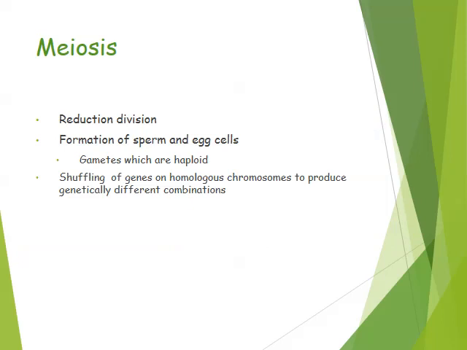Meiosis is a type of cell division that forms gametes. Gametes are sperm and egg cells. This is a type of reduction division because the cells that are generated are haploid. Haploid means a chromosome number is halved, and so sperm and egg cells have 23 chromosomes. During this process, there's a shuffling of genes that occurs on homologous chromosomes. Remember, homologous chromosomes are chromosomes that contain the same genes in the same order. However, some of these genes may have alternate forms or alleles. This causes a type of genetic shuffling that produces greater variation in the offspring that are produced.